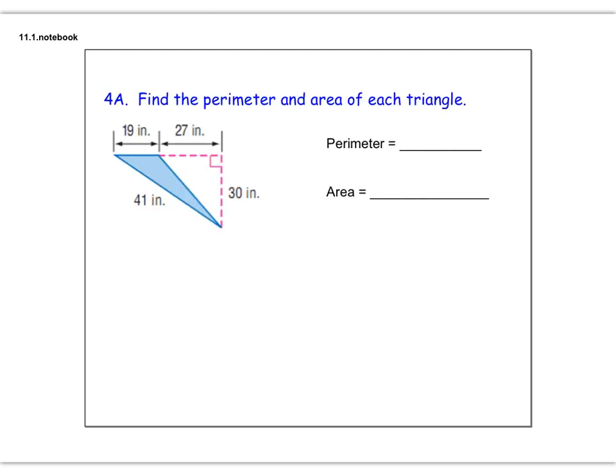Let's go ahead and go to the next problem. Find the perimeter and the area of each triangle. When they talk about each triangle, they're talking about the shaded triangle. Okay, so we're talking about the blue triangle. Now to get the perimeter around that blue triangle, I can see one side is 19. I can see one side is 41, but I don't have that third side. I need to find it.